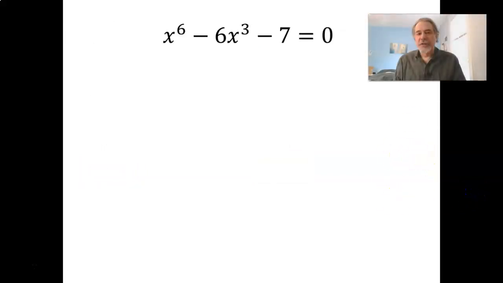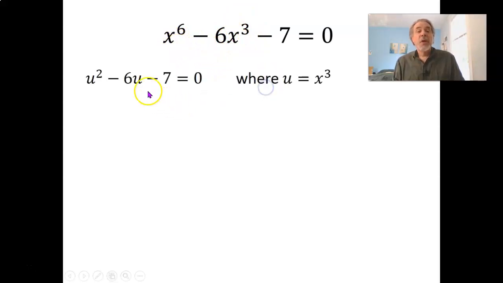Let's try another equation. x to the 6th minus 6x cubed minus 7 equals 0. And since if you took x to the 3rd squared, that would be x to the 6th, we can make a substitution, let u stand for x to the third power, and then this looks exactly like a quadratic equation where u is the variable. u squared minus 6u minus 7 equals 0. Go ahead and solve that.